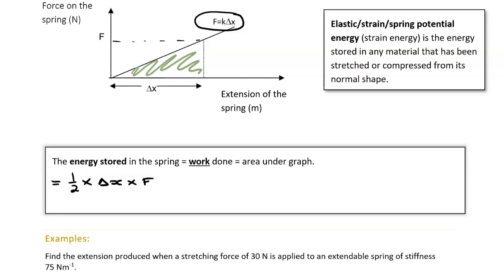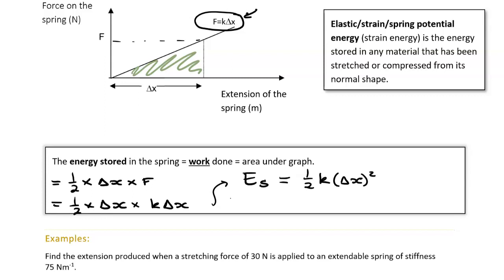So we said though, the force was equal to K delta X. So let's replace that with the force here. So K delta X. So that means the work done, which is the energy stored in the spring, I'm going to use E subscript S for spring potential energy. That's equal to a half. Let's put the K next. And we've got delta X all squared. For some reason, I just find it useful to put the delta X in brackets. So this is how you find spring potential energy.